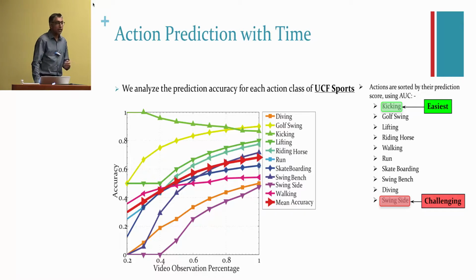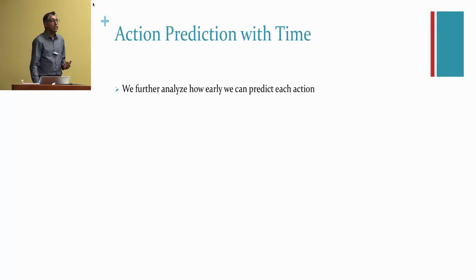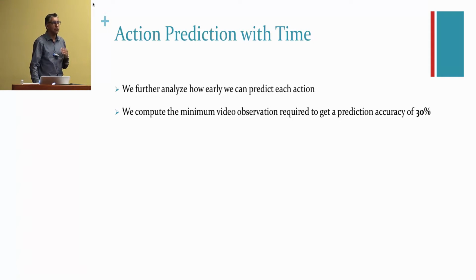Now, this analyzed how the prediction accuracy varies with time, but we saw that for some actions we are able to predict well before the video ends, maybe half a video or less than that. So we want to analyze how early we can predict each one of those actions. For that, we set a prediction accuracy of 30%, and we would like to analyze which ones are easier to predict and how much percentage of the video we need to observe to correctly predict the action.